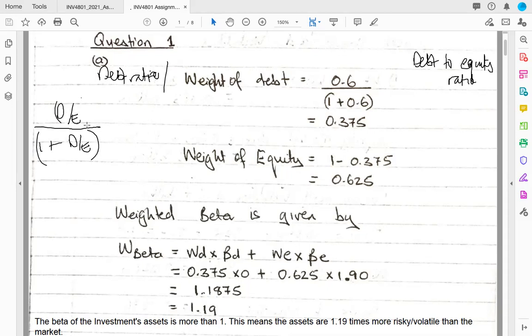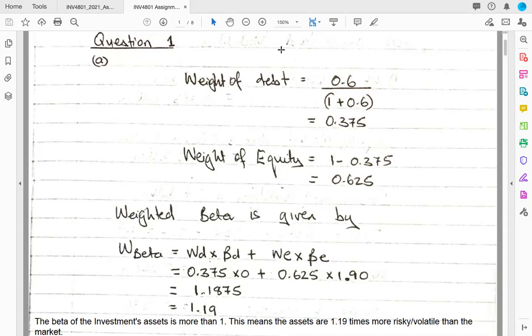So this is the formula you use if you want to get the debt ratio, or the weight of debt, in your capital structure, depending on your investment. In this case, we take the debt to equity ratio over 1 plus the debt to equity ratio. So this will be 0.6 divided by 1 plus 0.6, which gives us 0.375. And then the weight of equity will be 1 minus the weight of debt, which gives us 0.625.